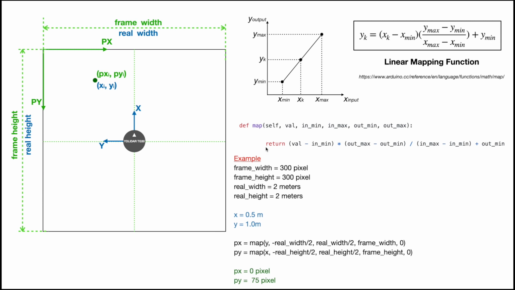For example, if we have a frame width and height of 300 pixels, and this frame can represent an area of 2 meters by 2 meters. From the previous slide, if we know x is 0.5 and y is 1 meter, we can convert this point to pixels. That will give you px as 0 and py as 75 pixels. Then if we plot this point into the blank image, it looks correct.